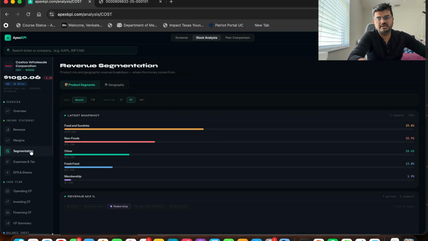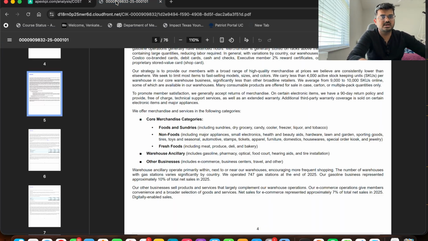Costco generates revenue from multiple sources, and Costco has given what all the different sources are. I'm just going to show you this snapshot. This is directly from Costco's 10-K report, before we jump onto our application and see what segmentation is. The first segment they have given is foods and sundries, which includes sundries, dry groceries, candies, cooler, and freezer items. Even liquor and tobacco are included in foods and sundries.